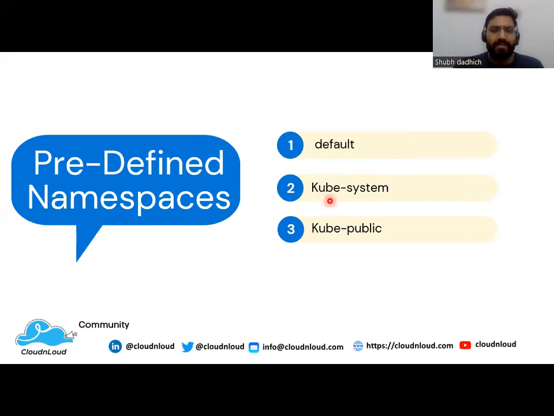Second is kube-system. This namespace is used for objects and resources that are created by the Kubernetes system itself, such as the kube-dns service, etcd pod, controller manager pod, or scheduler pod. These resources are essential for the proper functioning of the cluster. Next, we have kube-public. This namespace is created automatically and it is readable by all users. It is used to store public information such as the cluster public key.